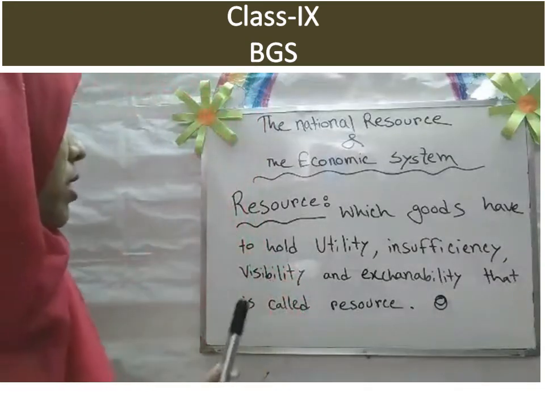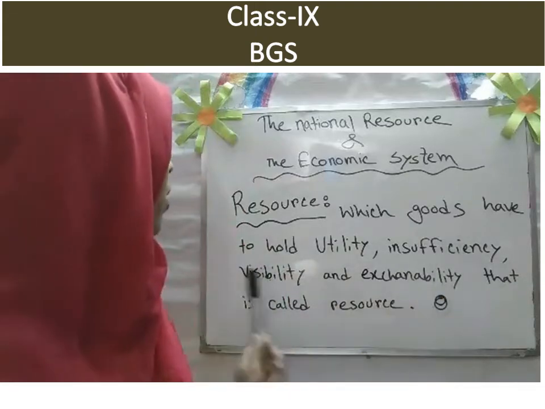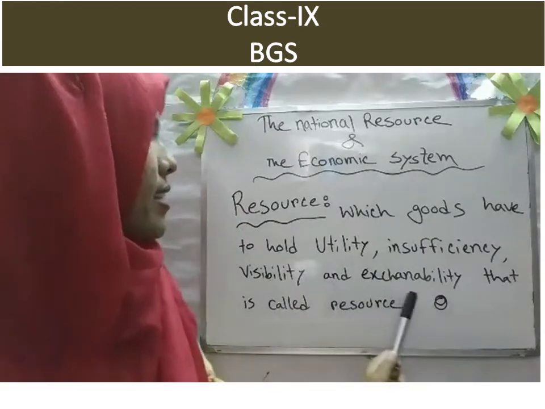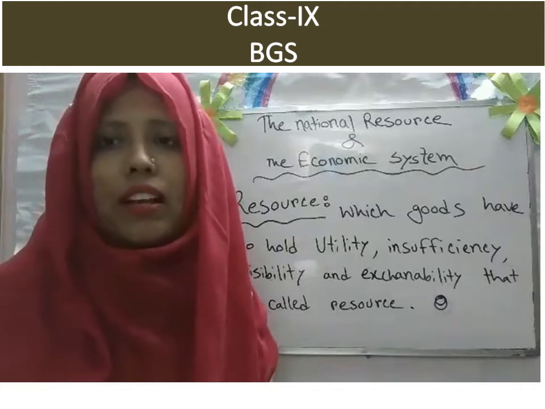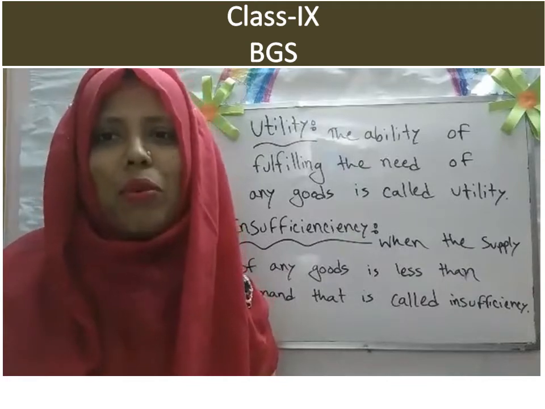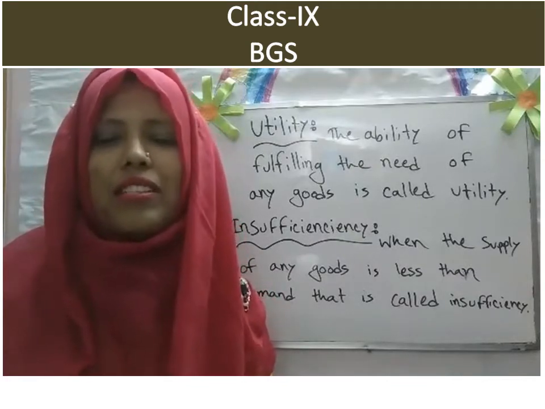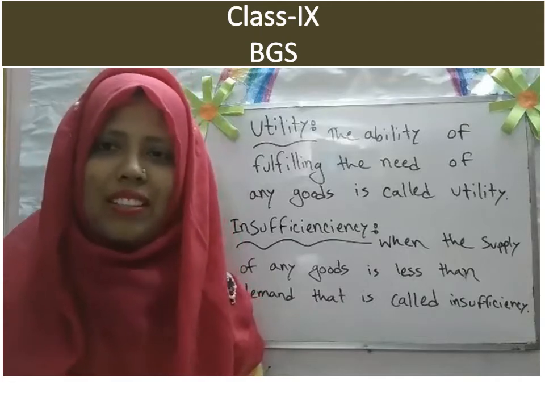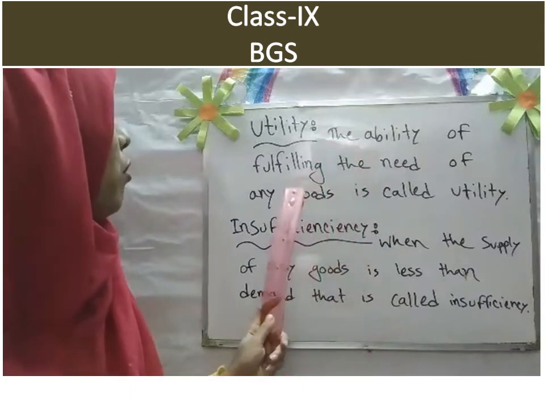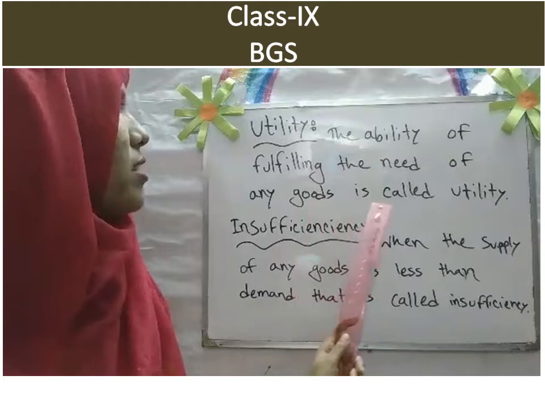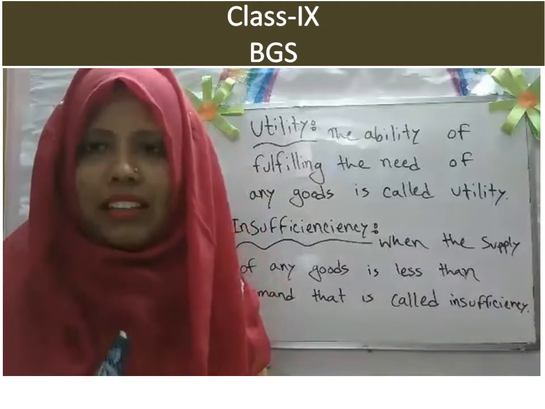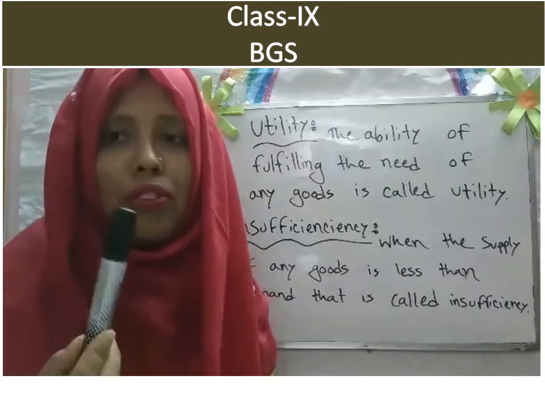So what is the definition of resource in economy? Goods which hold utility, insufficiency, visibility and extensibility are called resources in economy. I know now you have some questions about utility, insufficiency, visibility and extensibility. So let's explain it. In economy, the ability of fulfilling the need of any goods is called utility. That means the goods has the utility of fulfilling the need.